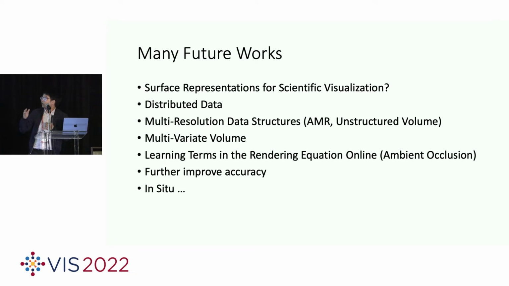Also, it's actually trivial to extend our work to multivariate volumes, and there are already other existing works in this direction. And given our ability to do online training, we can start to change our mindset a little bit. For example, we can construct other terms in the rendering equation using a neural representation. For example, we can learn the ambient occlusion term in real time. And furthermore, technically we are doing volume compression. For scientific analysis, it's important to improve accuracy, and there is still lots of room to improve in this area.